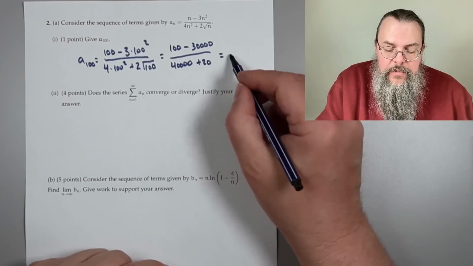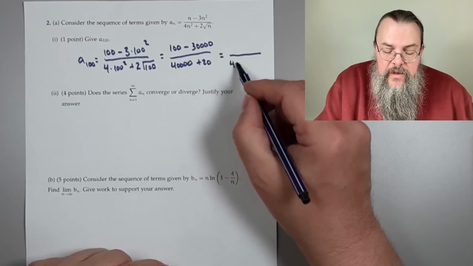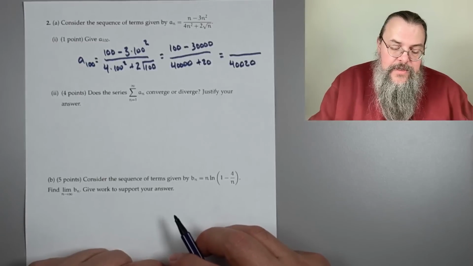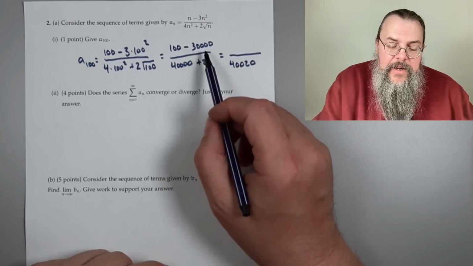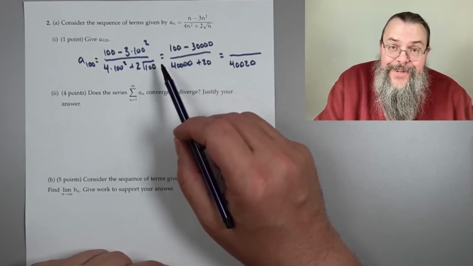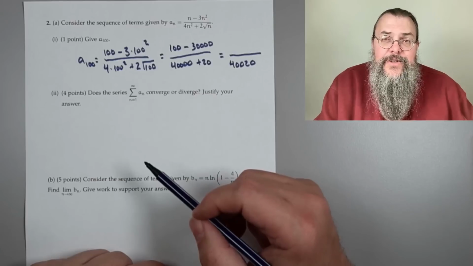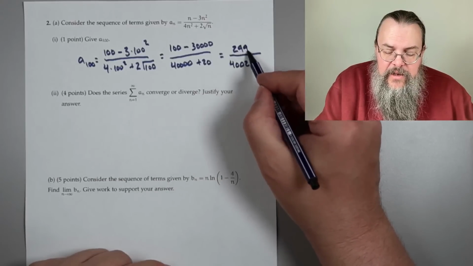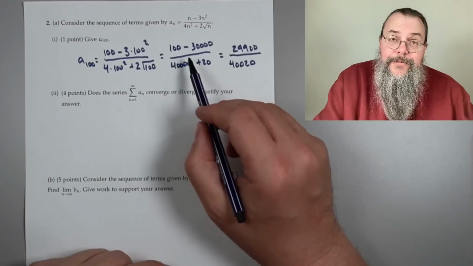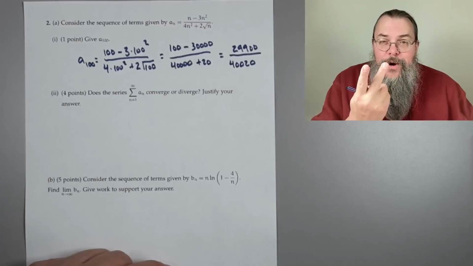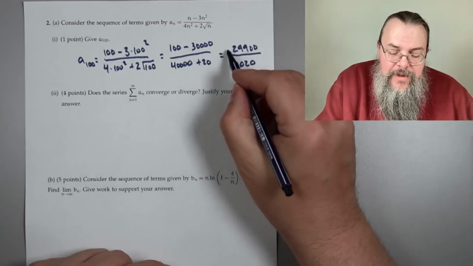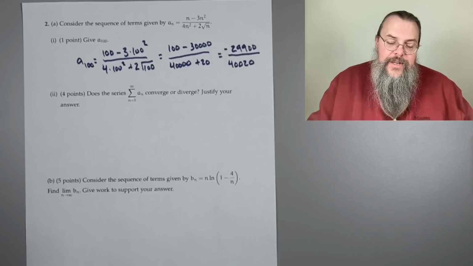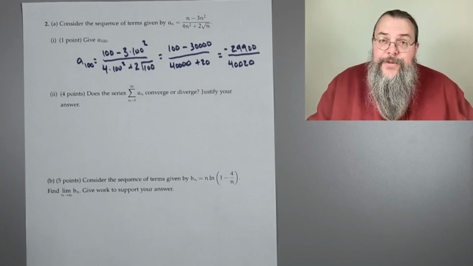Now the downstairs is pretty easy to add. It's 40,020. What about the upstairs? Well, it's maybe a little easier to think about as 30,000 subtract 100. That's just a little bit short of 30,000, so 29,900. But we sort of swapped what we were subtracting, which means it's the negative of that. So negative 29,900 over 40,000.